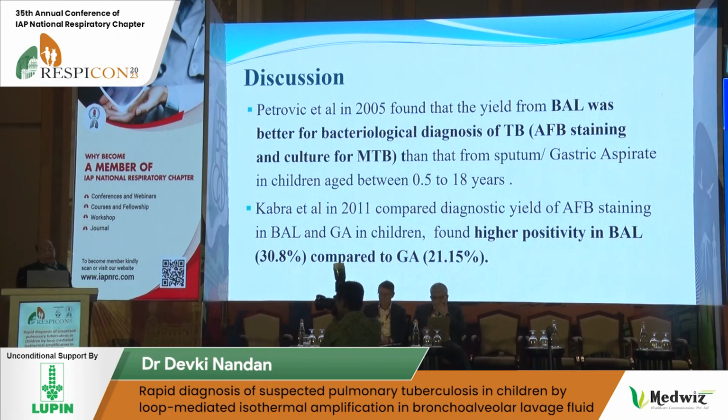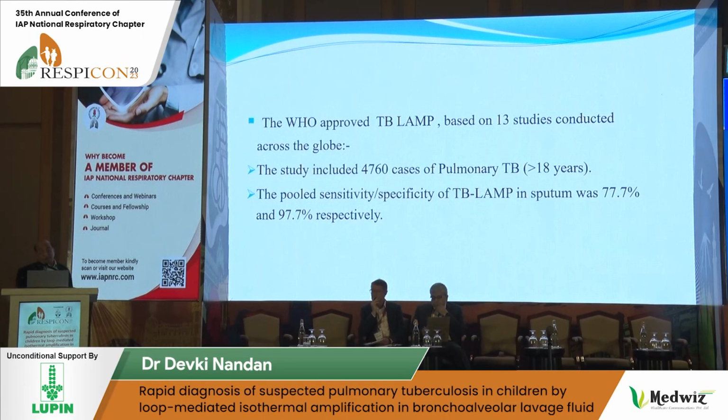In the discussion, Petrovic et al. and Cabra et al. found that BAL was better for the bacteriological diagnosis of TB in comparison to gastric aspirate and sputum. WHO approved TB LAMP based on 13 studies conducted across the globe. The studies included 4760 cases of pulmonary TB in people more than 18 years. The pooled sensitivity and specificity were 77% and 97.7%.